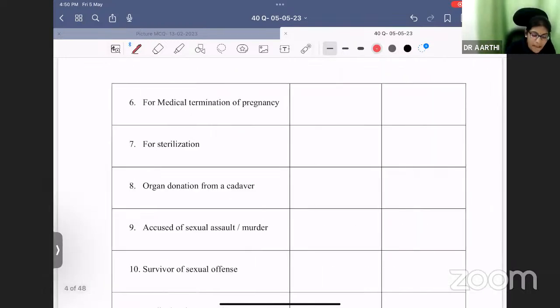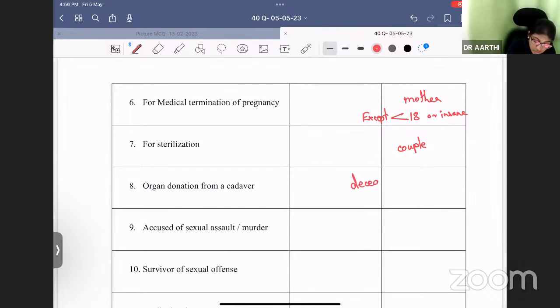Okay, next, MTP, medical termination of pregnancy. It's always the mother, until and unless she is less than 18 or insane. So except in these conditions. For sterilization, couple both, the spouse also has to give the consent. Okay, organ donation from cadaver. If the deceased, which means the person who has died, has said no, then no donation, which implies there is no. If he has said yes, or said nothing, which means he has not commented upon it at all, it's the relatives who decide, okay?